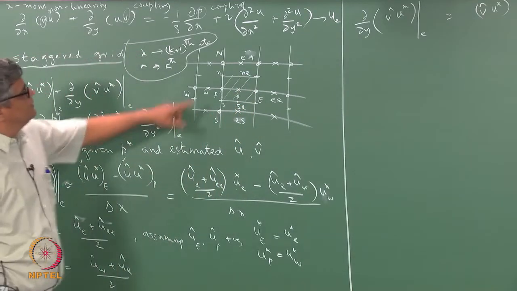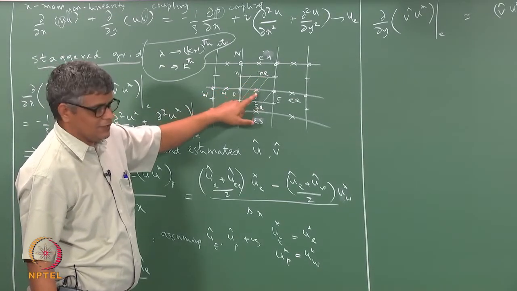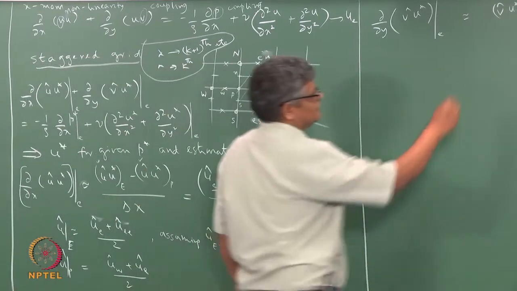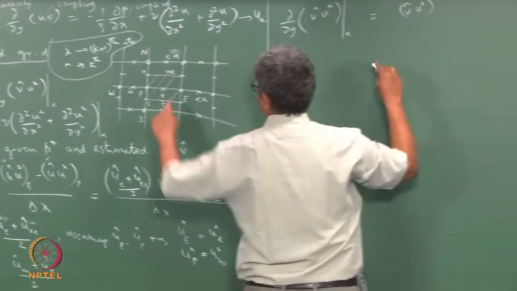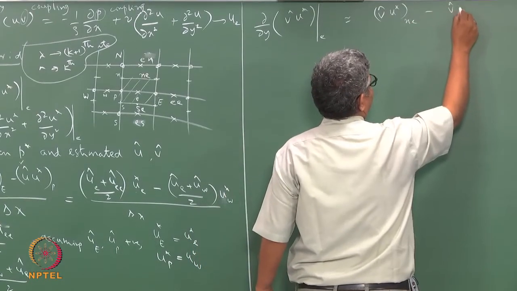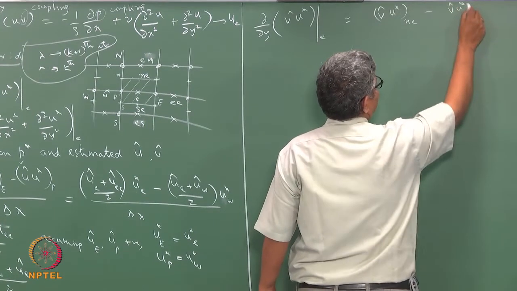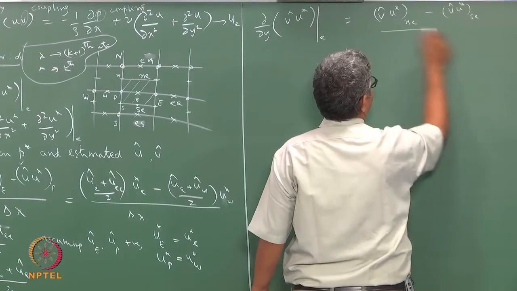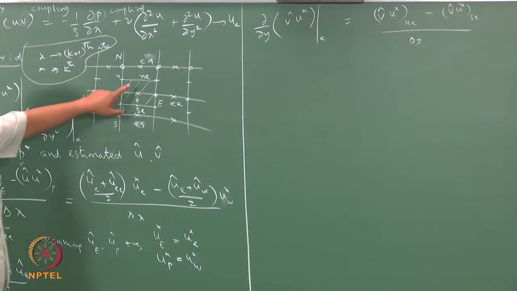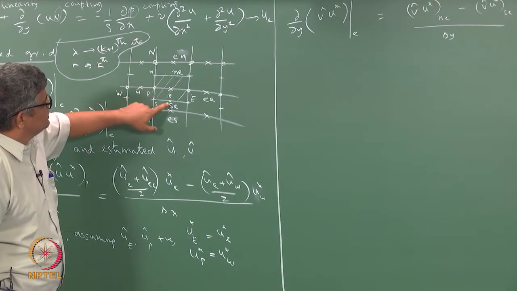So let's call this the north face for point small e, and then the south face for point small e. So we can put this as V hat u star at NE minus V hat u star at SE divided by delta y. Okay. So now we have to evaluate what is u star at this point and u star at this point here.